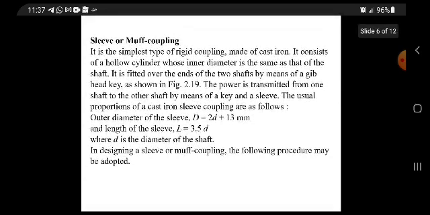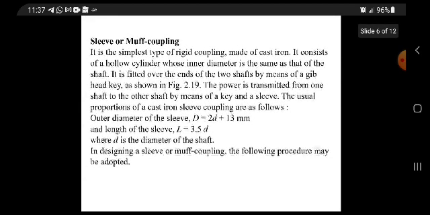Next, the sleeve or muff coupling. It is the simplest type of rigid coupling, made of cast iron. It consists of a hollow cylinder whose inner diameter is the same as that of the shaft. It is fitted over the ends of the two shafts by means of gib head keys. The power is transmitted from one shaft to the other by means of the key and sleeve. Usually the proportions of a cast iron sleeve coupling are as follows.